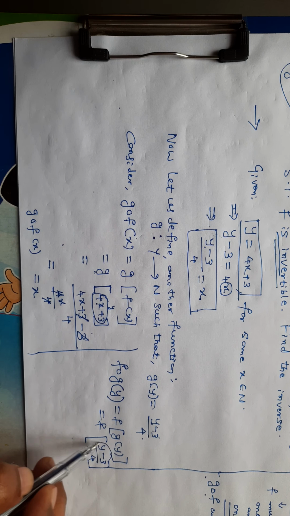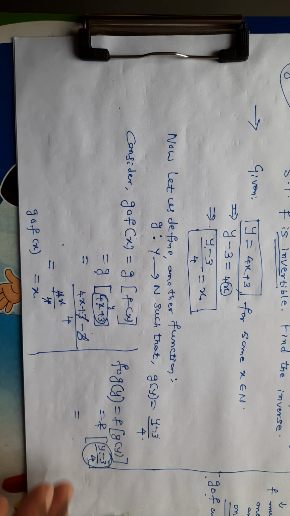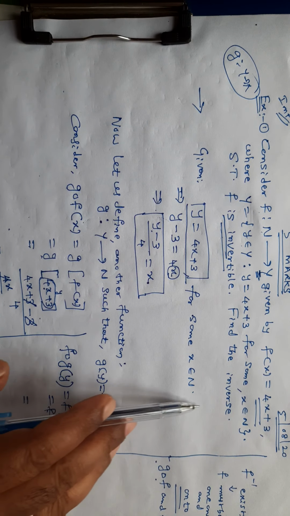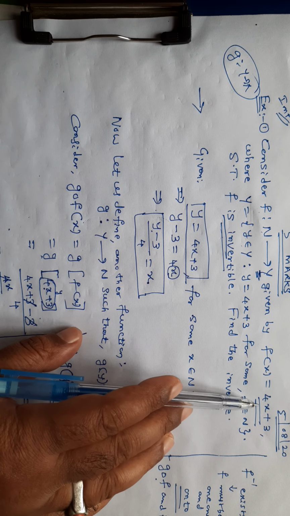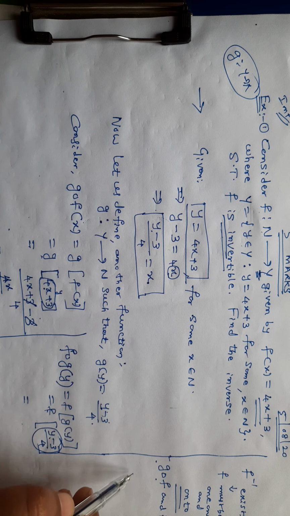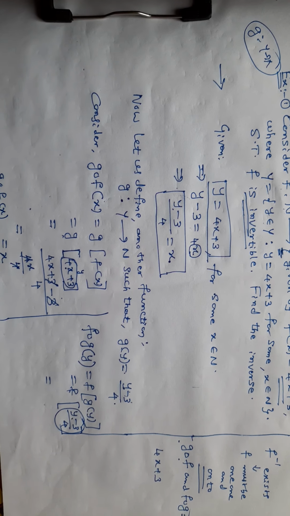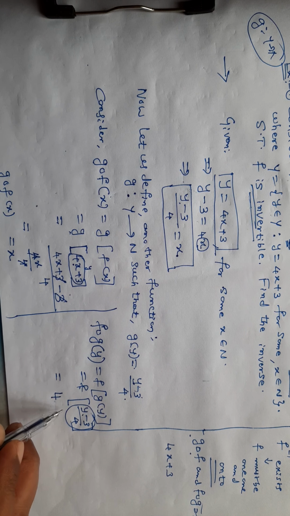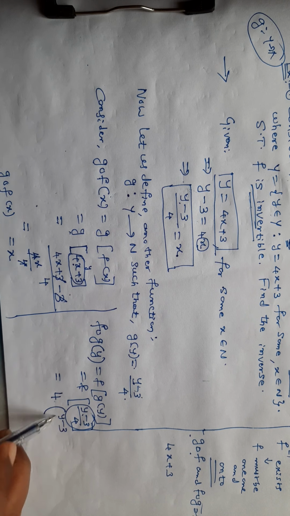Now you treat this whole thing inside the bracket as x, f of x. So where is f of x? So f of x is in the problem here. See, f of x is what here? 4x plus 3. So here, instead of x, I can write this. See here, 4x plus 3 is there. So what I have to write here? 4x plus 3. So 4x. So what is x here? y minus 3 divided by 4.